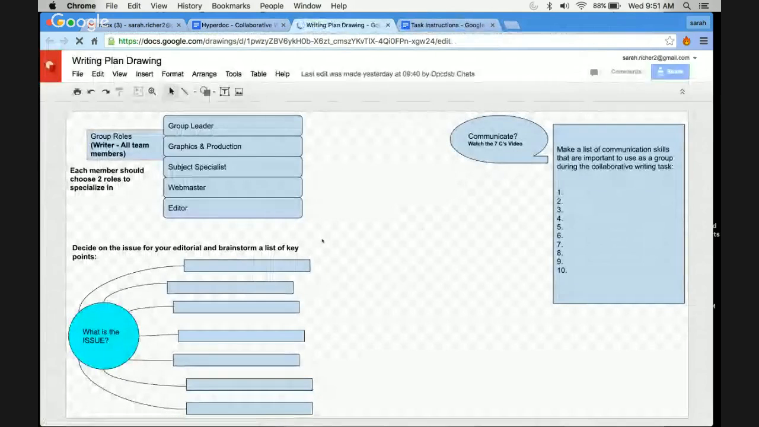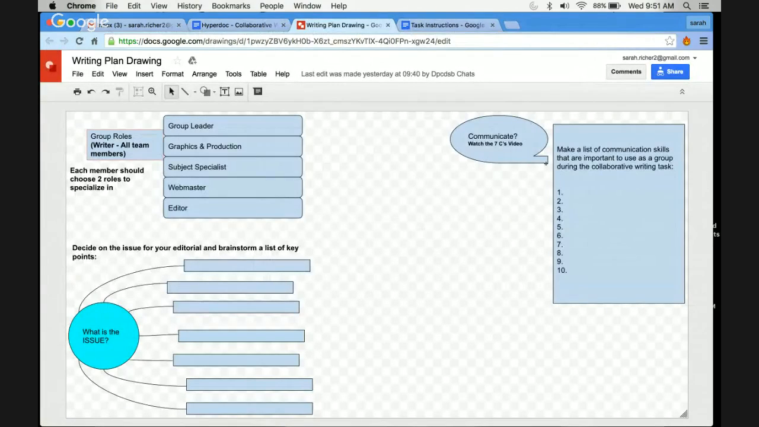And you can see that on the Google Drawing here, we have the idea that they're writing down their group roles, who's going to take what, as well as the issue that they've chosen and maybe some key points that they've researched together. And making a list of communication skills that are important to use as a group. So even coming together after watching the video and in their first pre-writing, not only thinking about the key ideas and the roles, but also thinking about maybe some key things that they need as a group to communicate and what works for them, and really brainstorming how that's going to come together in that piece.